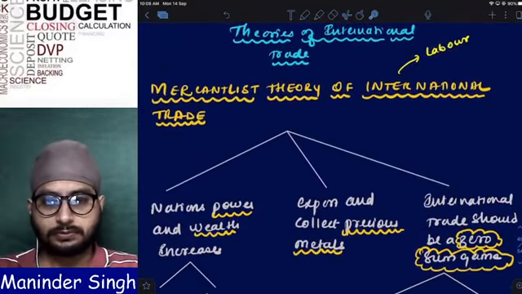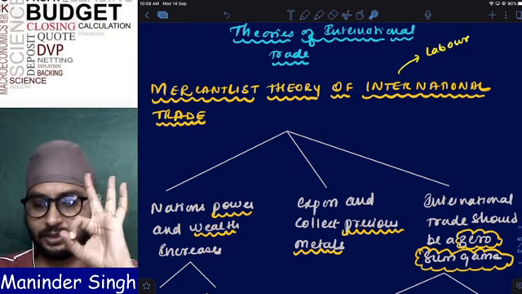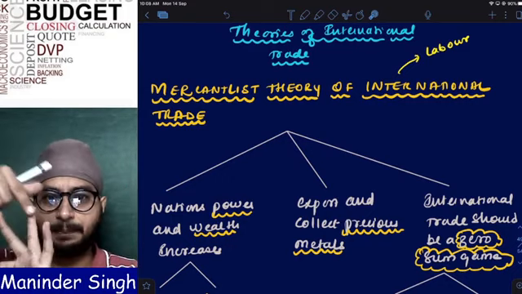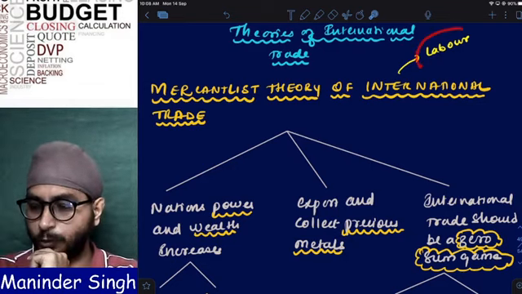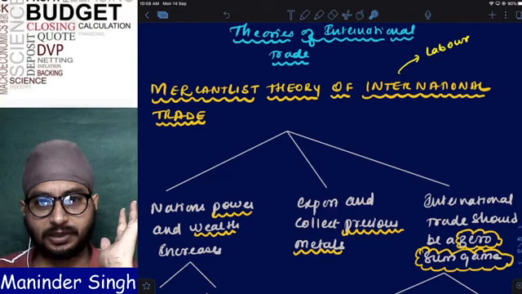So till now we have seen three theories: mercantilist, comparative advantage, and absolute advantage. Mercantilist theory focuses on what? Labor production. Clear? Labor production.